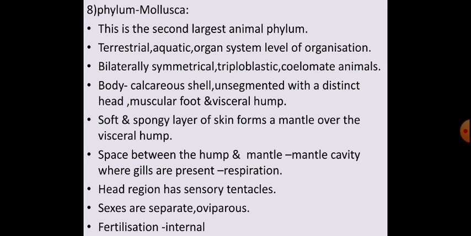So mollusks are terrestrial or aquatic, with organ system level of organization. They are found on land as well as in marine or fresh water. They will have an organ system level of organization.